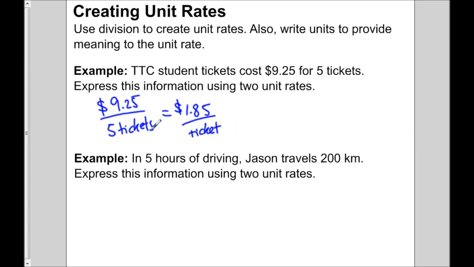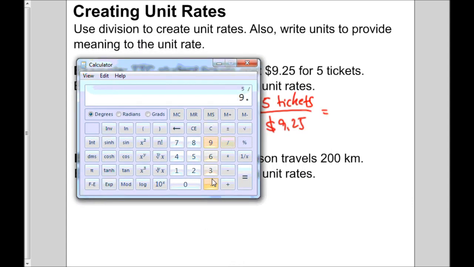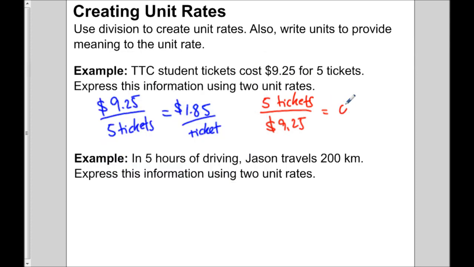Now, who's to say that we can't divide it the other way? So we could very easily do 5 tickets on the top and put $9.25 on the bottom. Well, if we divide 5 by 9.25, we get this crazy number, 0.54, let's say. But what does that mean? That's tickets per dollar. And I can read that exactly off of the calculations that I wrote before. So there's 2 unit rates. They have meaning. They're a little bit different, and the best way to understand what the meaning is, is by keeping the units. Let's do a second example.